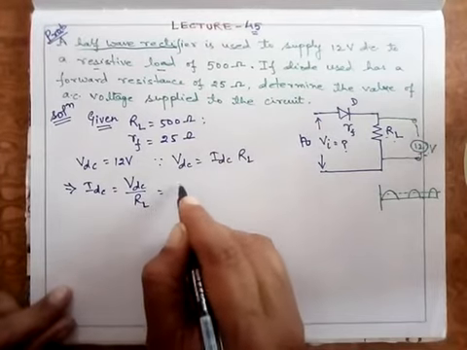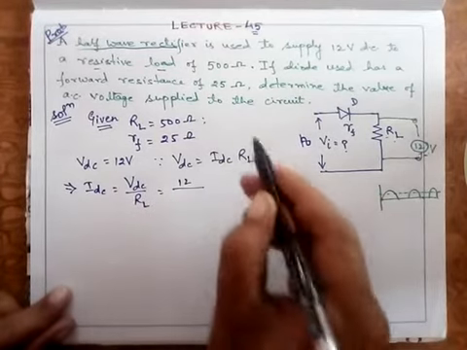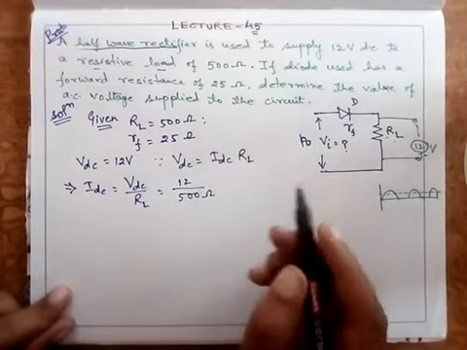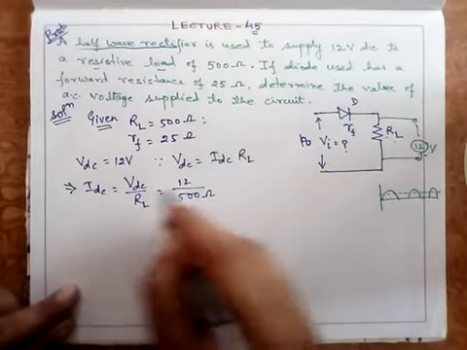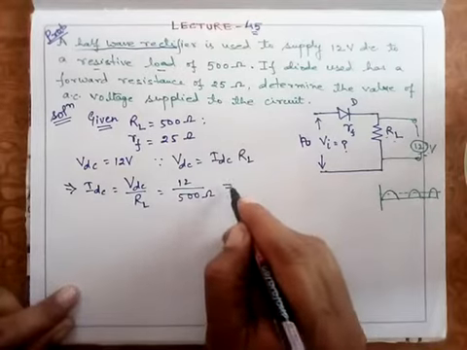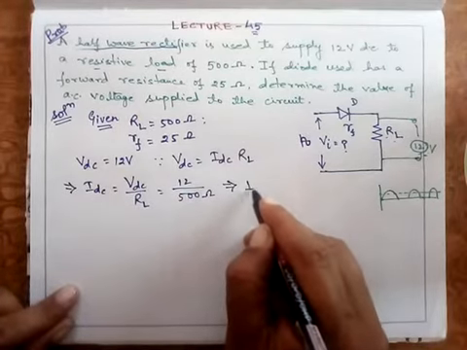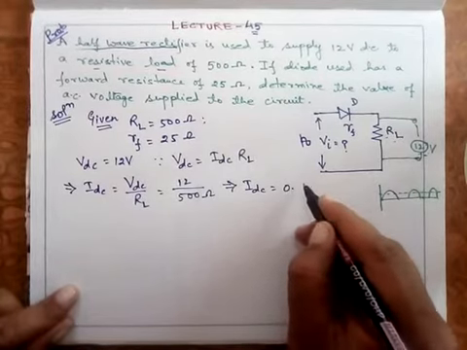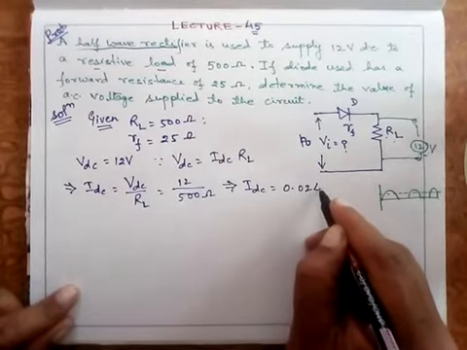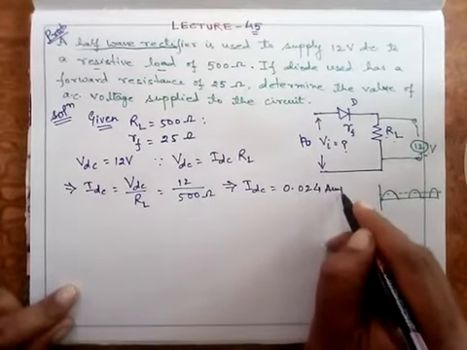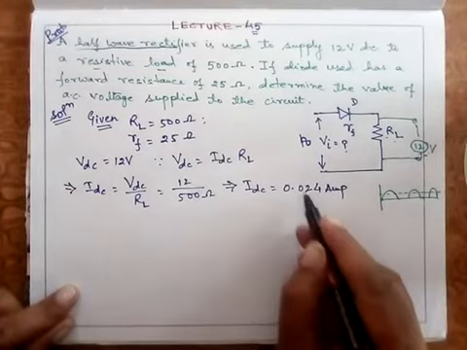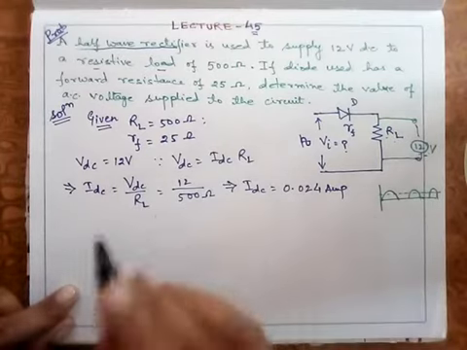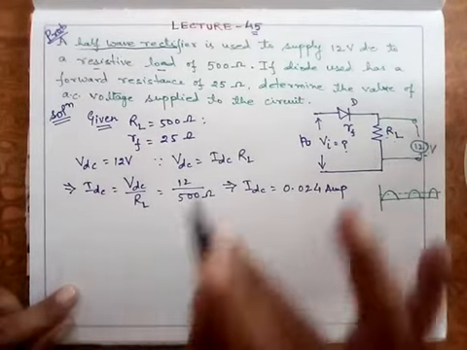This VDC is given to you as 12, RL is 500 ohm, and I have done the calculation. This implies that the value of IDC which I obtained from here is 0.024 ampere. You can cross check it. It is 0.024 ampere, or I can say it is 24 milliampere. It is one and the same thing. Now I have obtained this IDC.